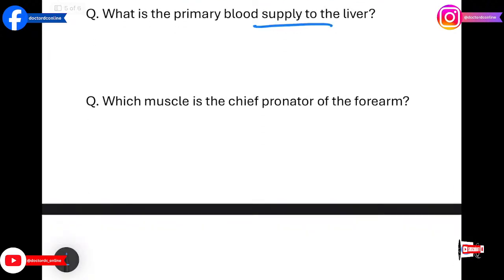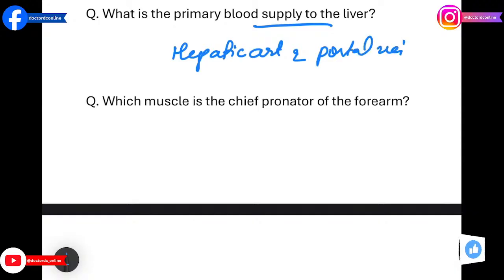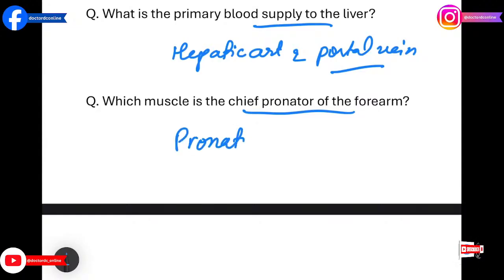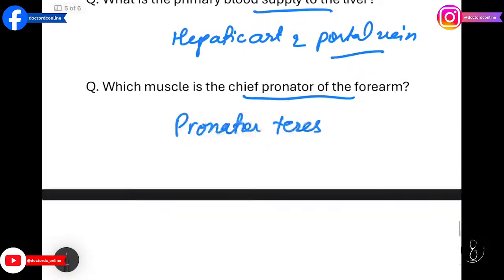The next question is what is the primary blood supply to the liver? And the answer is the hepatic artery and portal vein. The liver receives dual blood supply, with the portal vein providing 75%. The next question is which muscle is the chief pronator of the forearm? And the answer is pronator teres. It rotates the forearm to a palm down position.